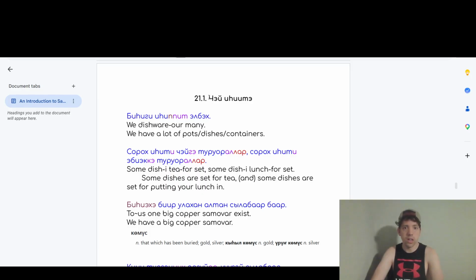So we have the reading section. Bihigi hipit elbech. We have a lot of pots, dishes, and containers. Sorok ihiti cheike turuaralar. Sorok ihiti ebiake. Some dishes are set for tea and some dishes are set for putting luncheon.